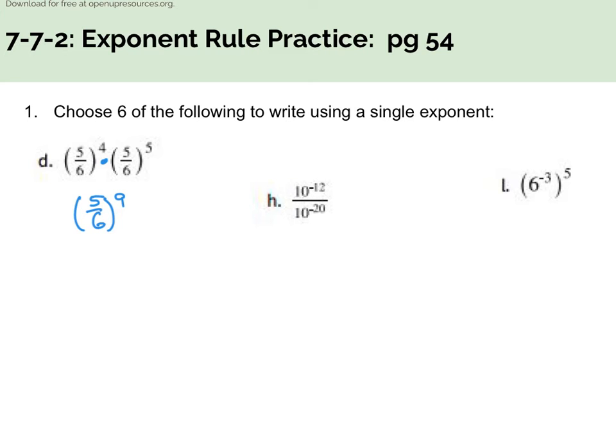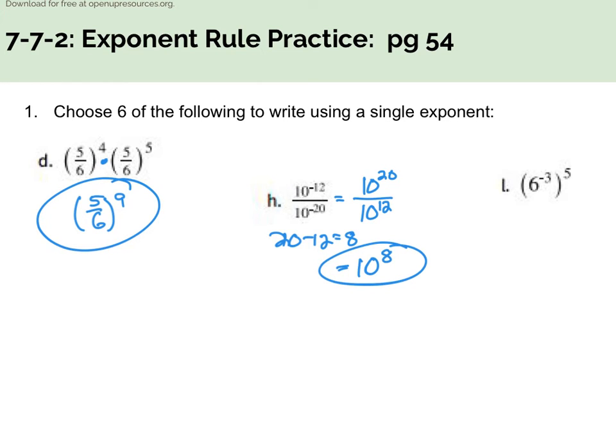Let's look at the next one. Notice how both of these have negative exponents. So we can make it so that it's equal. We can put the 10 to the 20 on the top, 10 to the 12th on the bottom. We know that we can say 20 minus 12 and get 8. So our answer is 10 to the 8th power.